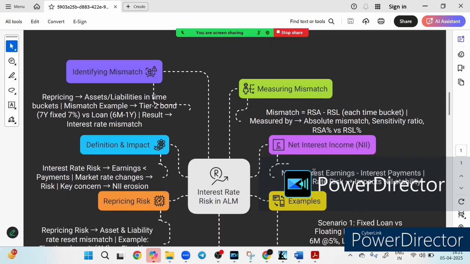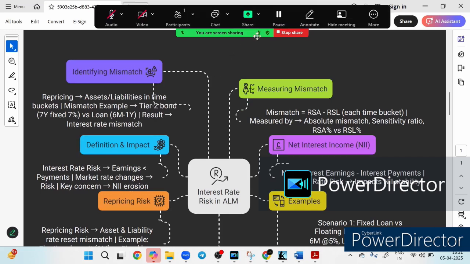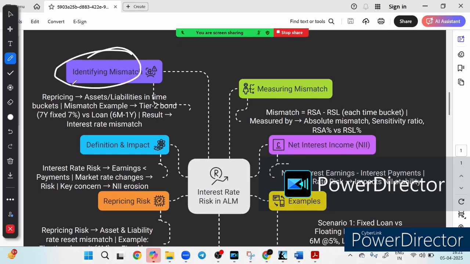But what exactly is it? Let's break it down using this flow chart. In this diagram, everything will be clear. First of all, you have to identify the mismatch. On the top right section, you will see identifying the mismatch. The biggest challenge is the repricing mismatch. So what do banks do? Banks categorize assets and liabilities into time buckets to track when they reprice.